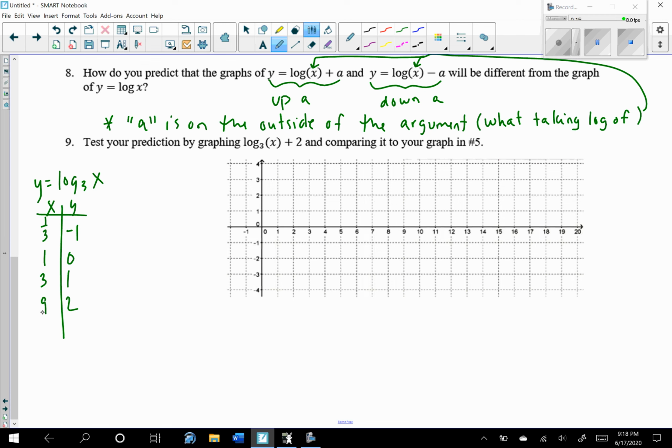So when you're doing these graphs, you should always first graph the parent function, and then the second step would be to graph the transformations. So for this, the parent graph, we have 1/3, -1; 1, 0; 3, 1; and then 9, 2, and again, remember that's the next perfect square. So if we think about 3 to the third power, it's 27, but it wasn't on our graph.